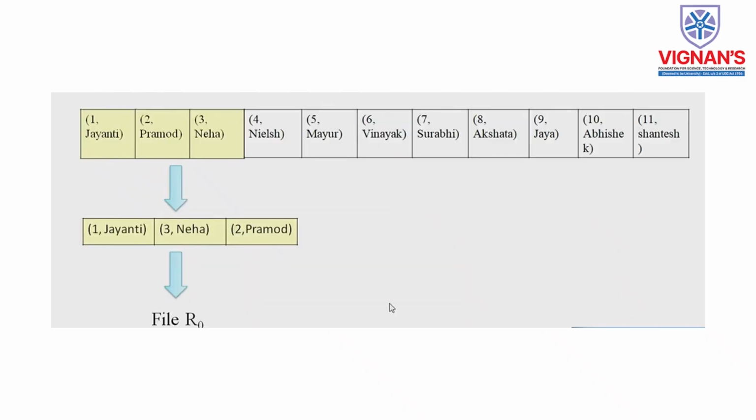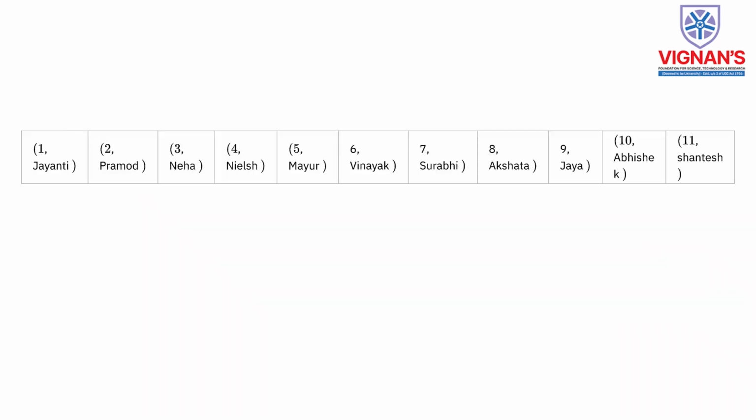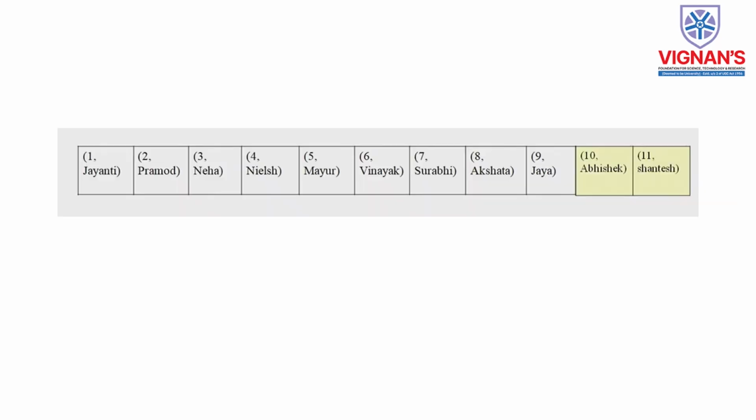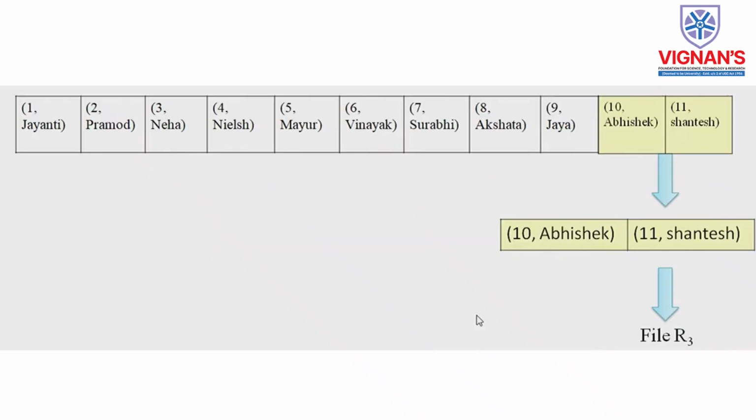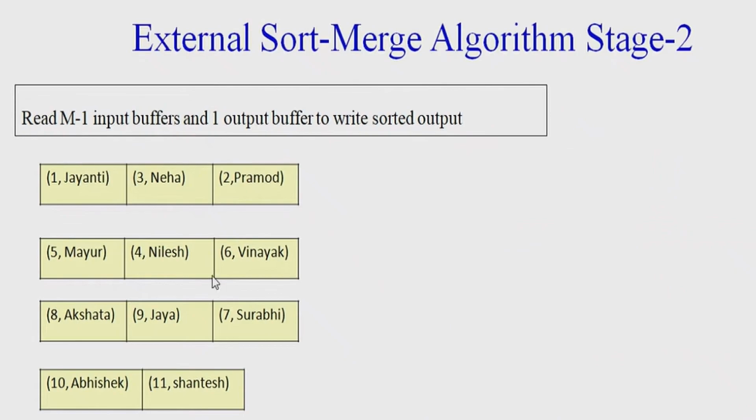That's why these 3 will be brought to the main memory, sorted, and the result will be written back to the disk. And that's how it goes. In the last one, 2 are remaining. Whichever is less, we have to take into consideration, and this will be written back as the result. So, this is how the 4 runs have been created. Every run is sorted. Now, we have to merge them.